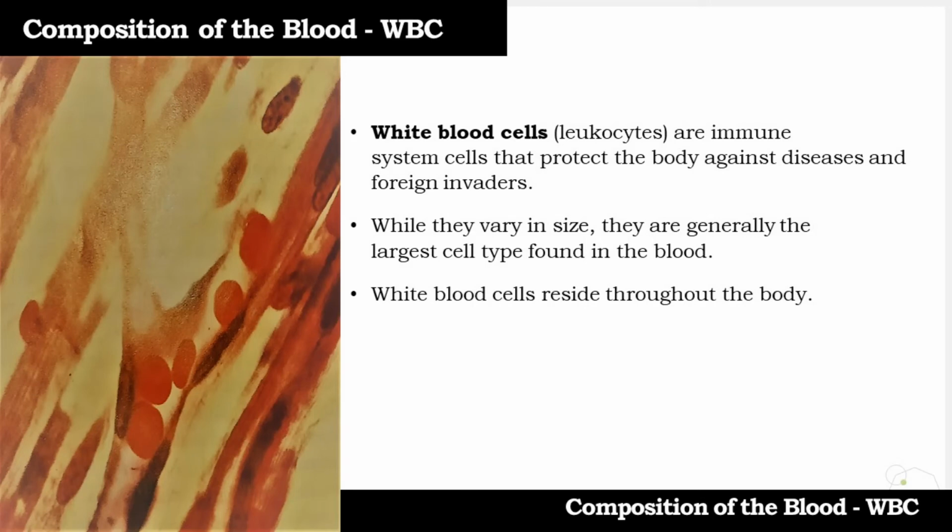Compositions of the blood, the white blood cells. White blood cells, leukocytes, are immune system cells that protect the body against diseases and foreign invaders. While they vary in size, they are generally the largest cell type found in the blood. White blood cells reside throughout the body.